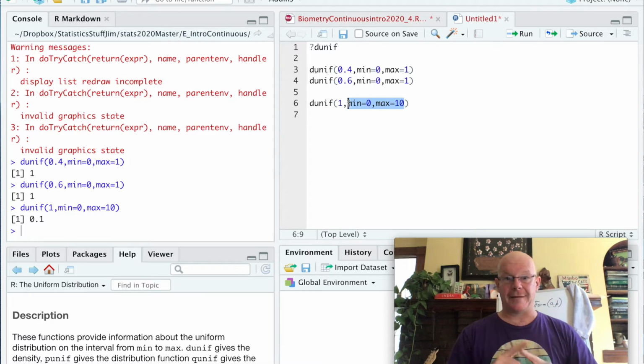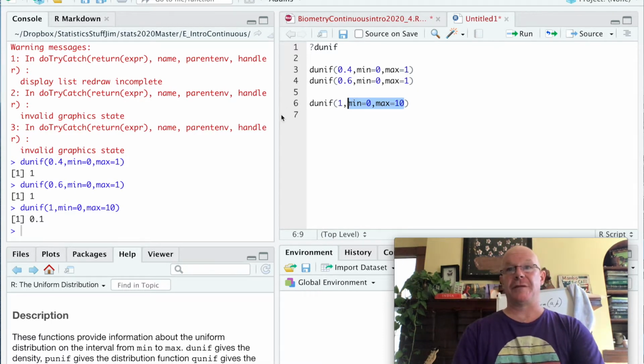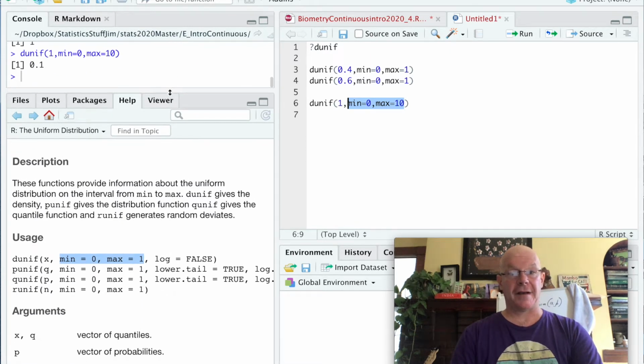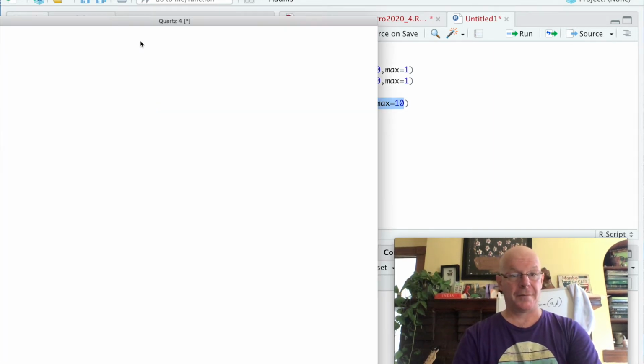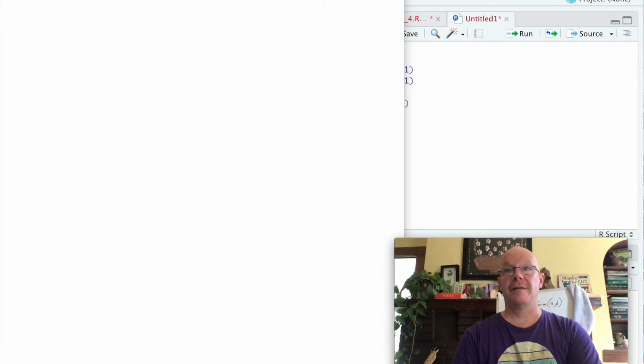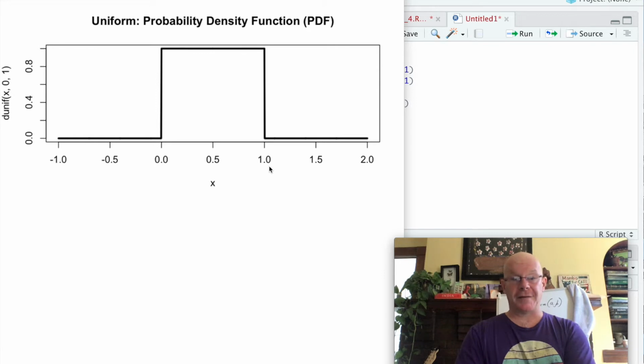So how do we interpret densities? Let's look at the uniform distribution, and hopefully it'll make a little bit of sense. I'm going to do what I usually do. I'm going to call up a plotting window so that I can actually see what I'm doing here. Okay, here's my plotting surface. That is the probability density function for a uniform distribution bounded by 0 and 1. Notice that the probability density of getting less than 0 is 0, and the probability density of getting greater than 1 is also 0. Between 0 and 1, the height, the density, is 1.